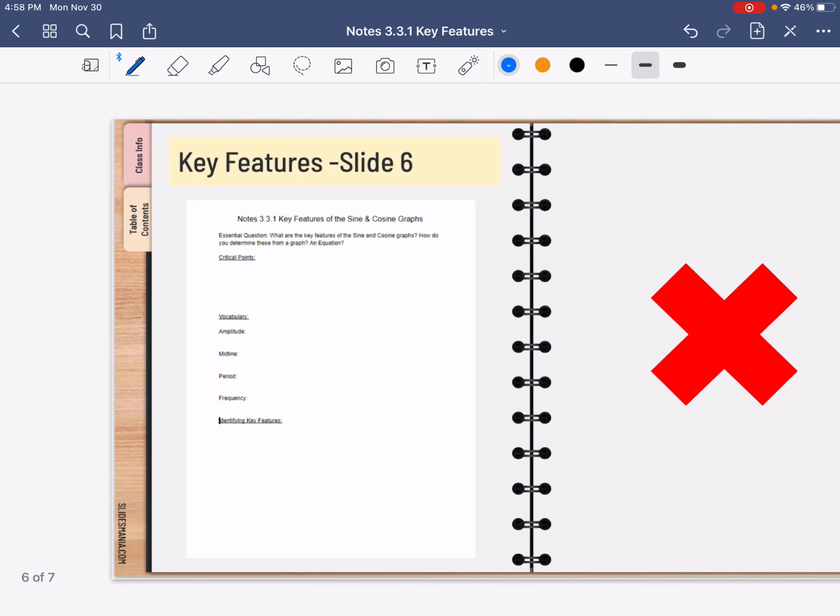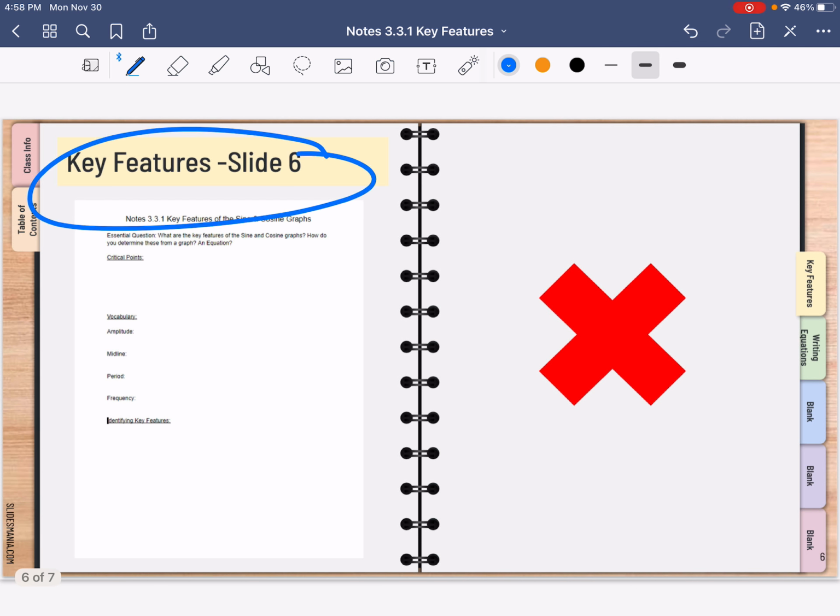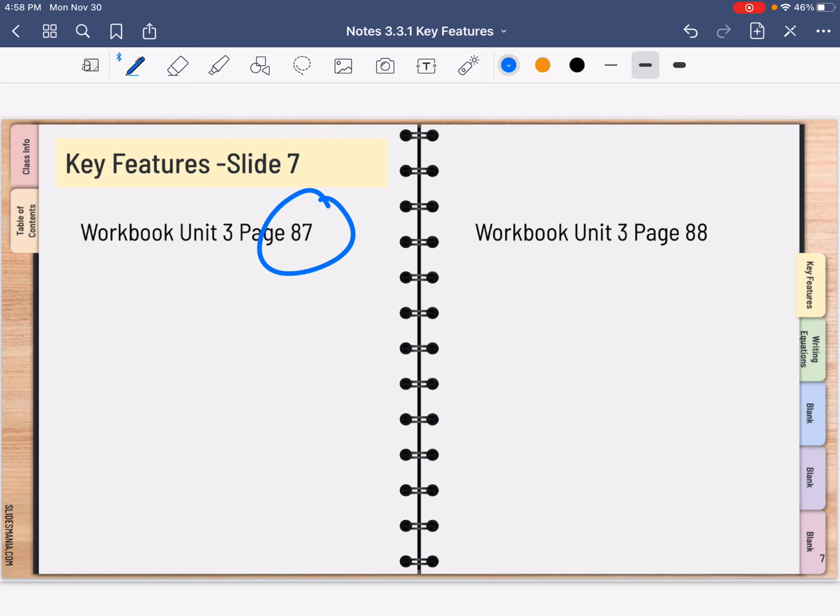Okay, all right, so where it goes into your digital notebook: slide 6 is for the little notes part that we took on Monday and Tuesday, and then page 87 and 88 go on slide number 7, and that's it.